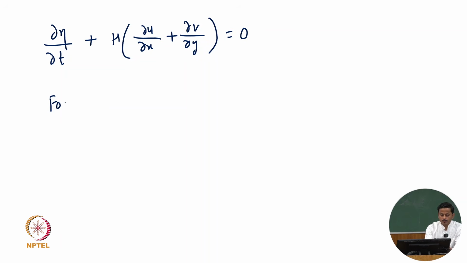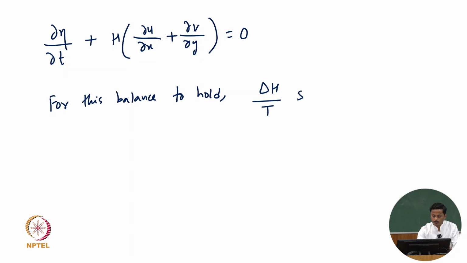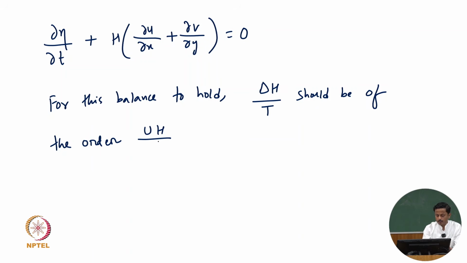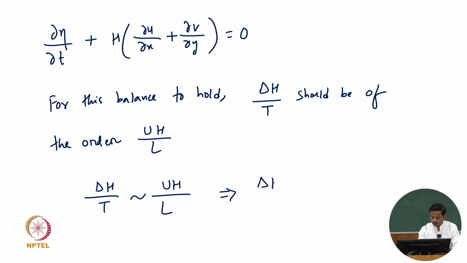Now, for this balance to hold, delta h by t should be of the order h u by L. Hence, delta h by t is of the same order as h u by L, which gives delta h by h equal to u t by L.